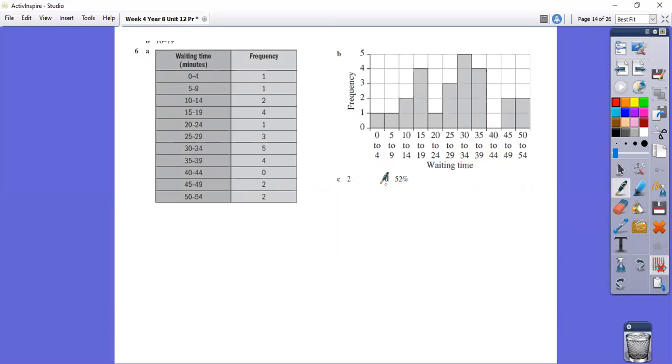And then question 2, 30 minutes or more. So 30 minutes is basically here. With 30 minutes, that's 5 here, here is 4, here is 0, here is 2, and here is 2. 5 plus 4 is 9, plus 2 is 11, plus 2 is 13. So 13 out of 25 total gives you a percentage of 52%.